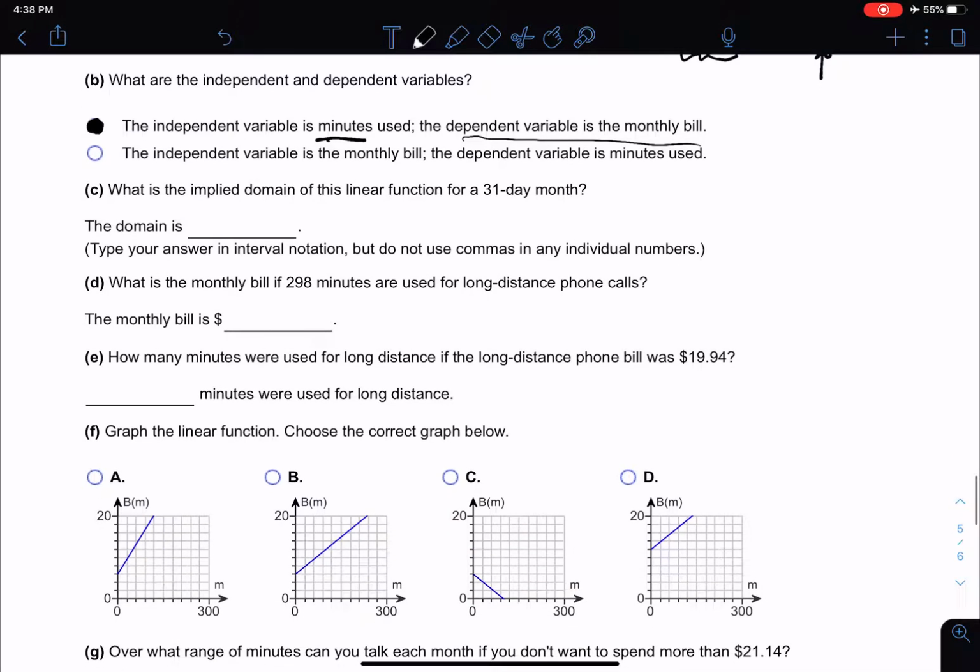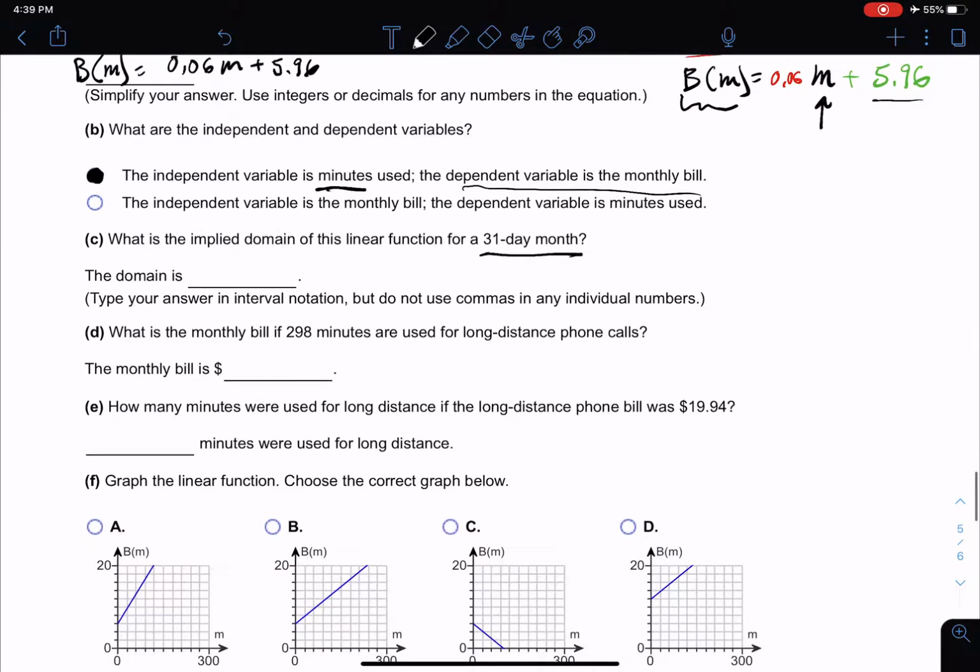Now C, what is implied in the domain of this linear function? And they're going to tell us that 31 days is a month. Remember, this is supposed to be in the context of this problem. So what's the smallest amount of minutes that you can use on a phone? Well, that's going to be 0. We're not going to have negative minutes. I'm going to have to include it with the brackets. It's inclusive.